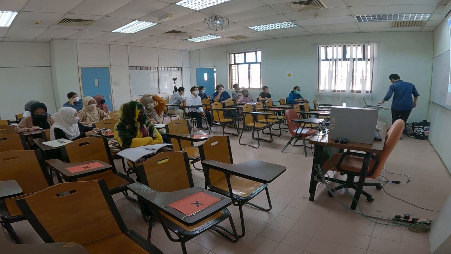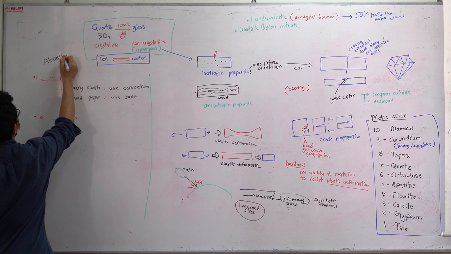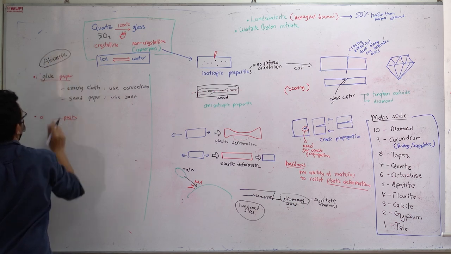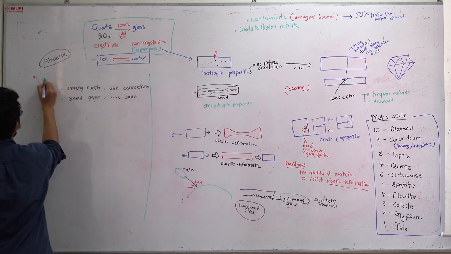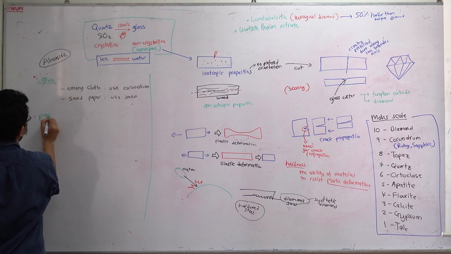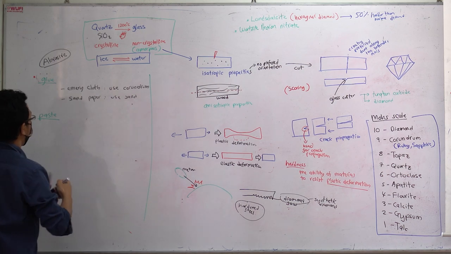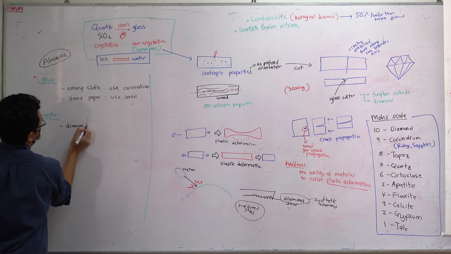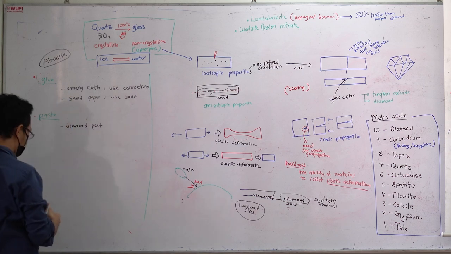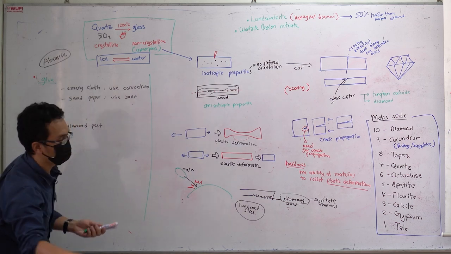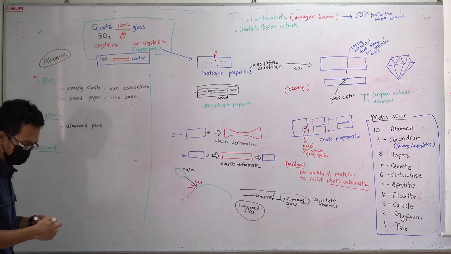So you can make the abrasive. I put it here. You can glue it. You can make a paste. Diamond paste, for example. Or you can use glue. I mean, they coat it. You can coat it also on the tool.